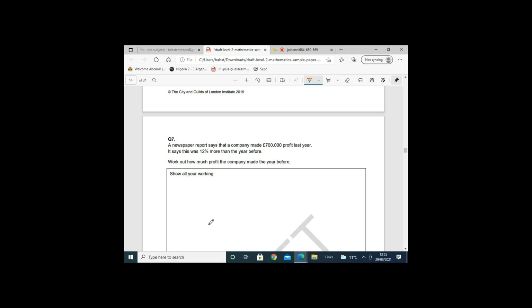The question says a newspaper reports that the company made 700,000 profits last year, and that this was 12% more than the year before. If you say it was 12% more than the year before, how much do you think it was the year before? I taught this before when we were doing reverse percentages. You can go and watch the video.